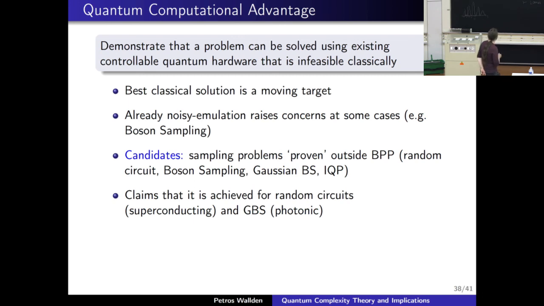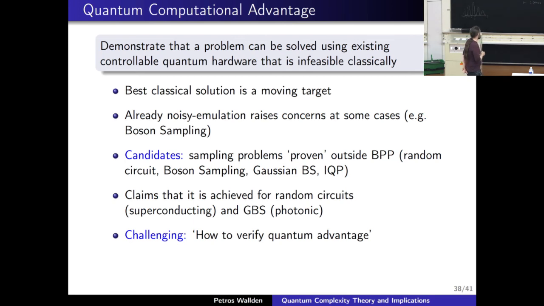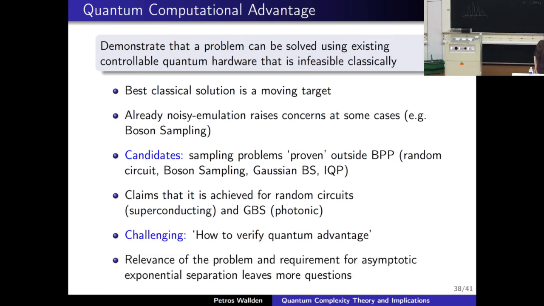Anyway, the claims that this quantum advantage has been achieved are with superconducting qubits with these random circuits, and photonic with this Gaussian boson sampling. And in all those cases, the challenging question is how to verify this quantum advantage. We discussed this already.